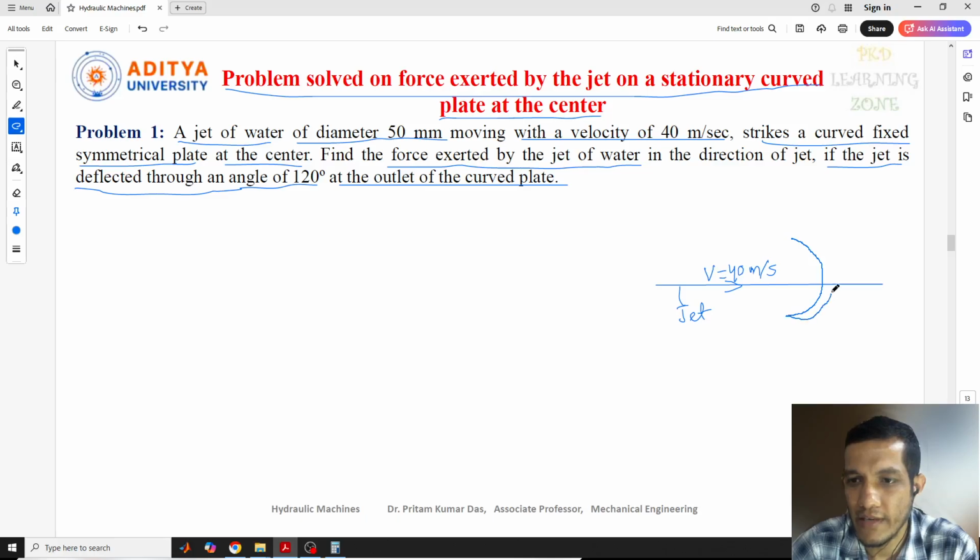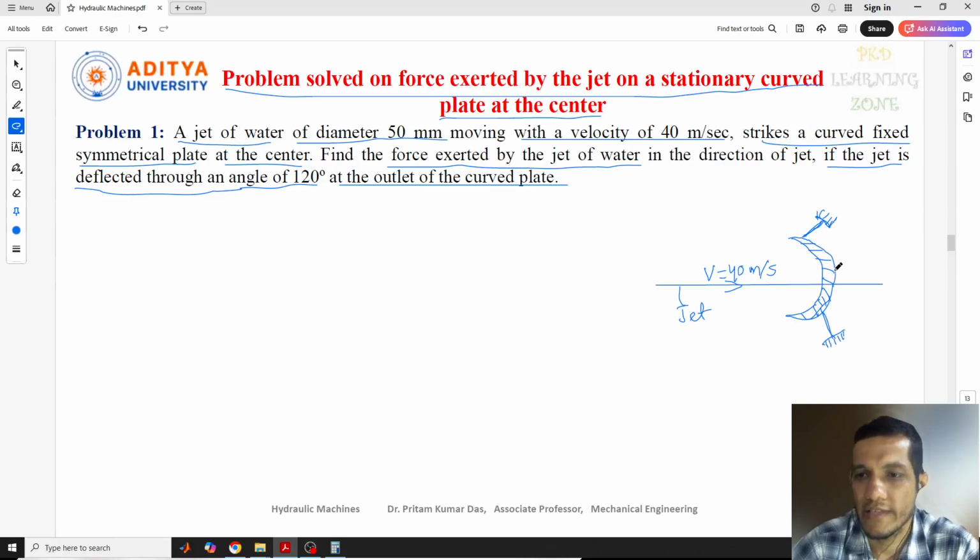Let the curve plate be like this, and this curve plate is fixed. Here you can see the curve plate is given as stationary. Stationary means nothing but it is fixed. So this is in fixed condition, fixed on both sides.